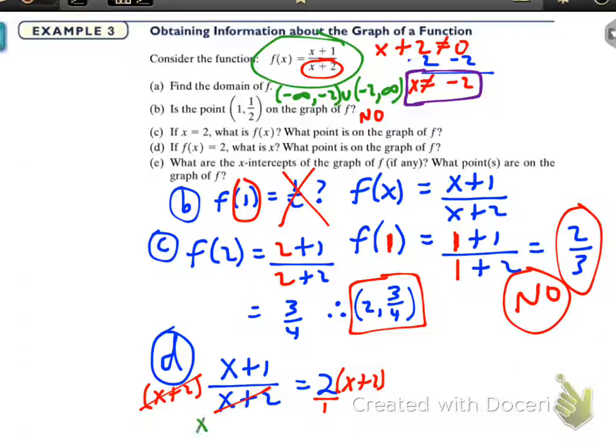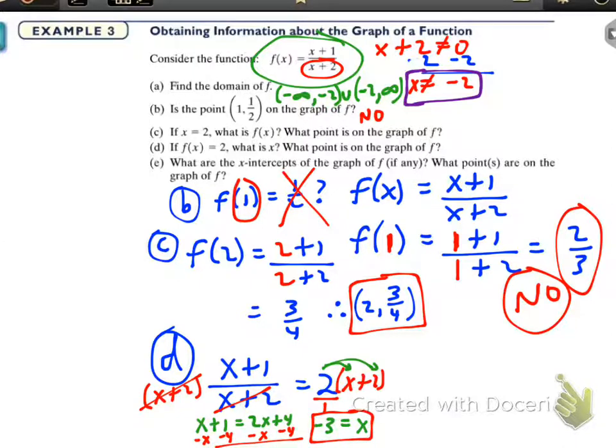I get x plus 1 equals, I'm going to distribute this 2 to both of these terms, equals 2x plus 4. And then if I subtract x from both sides, and I'm also going to subtract 4 from both sides at the same time, and then I need to move myself over here. We've got 1 minus 4 is negative 3. Negative 3 equals, and then 2x minus x is equal to x. So x is equal to negative 3.